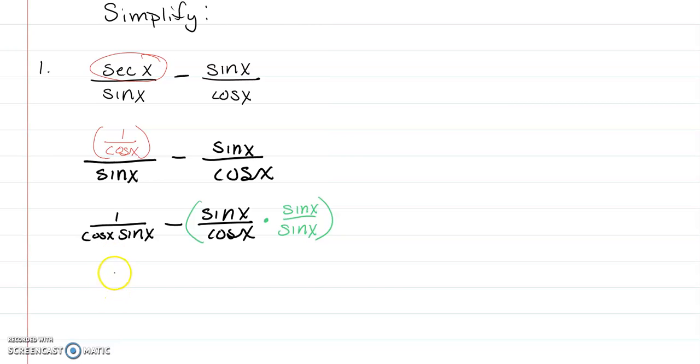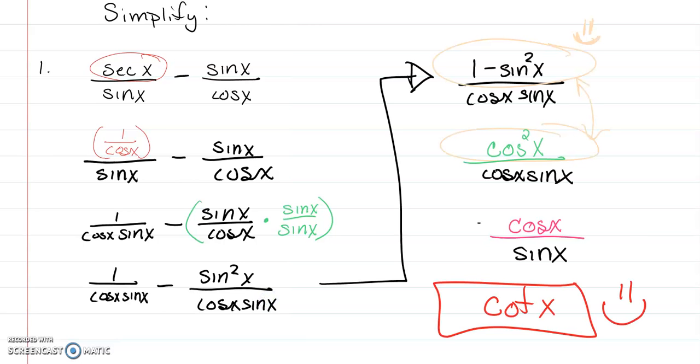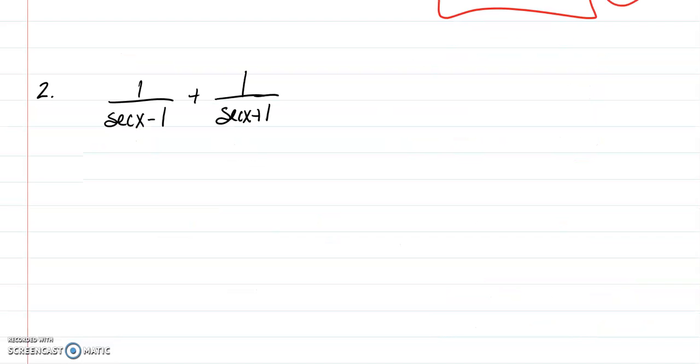And so I'm left with 1 over cosine x sine x minus sine squared x. Pause the video and see if you can complete the problem. And you can see my work right here. If you need to take a moment to pause the video to look over my work, go ahead. Here's our next example, and our direction is still the same, to simplify the expression.